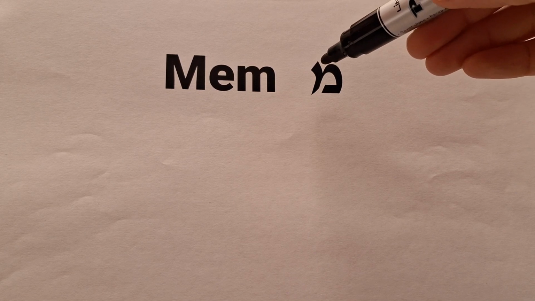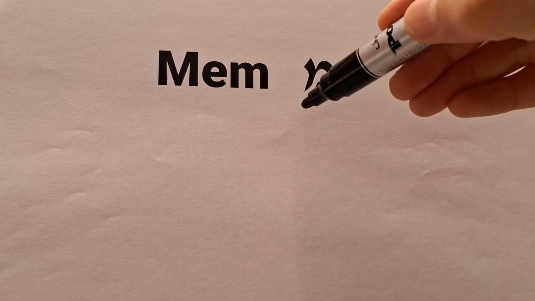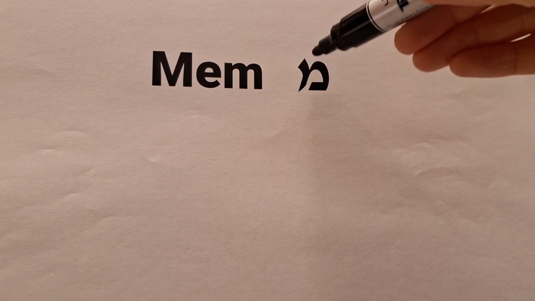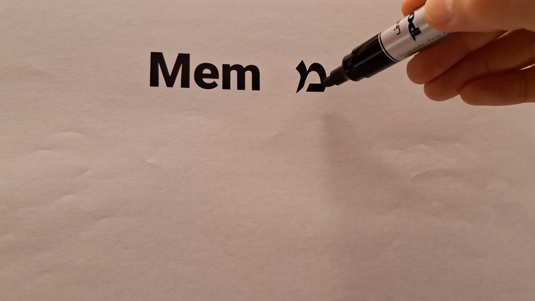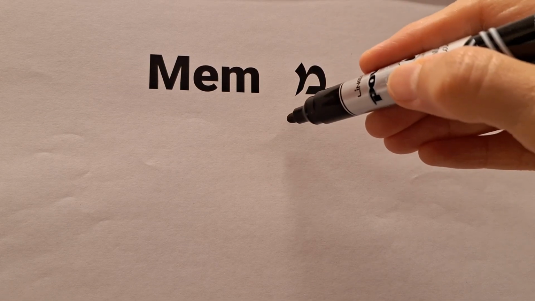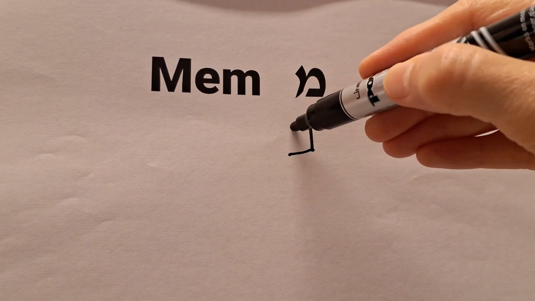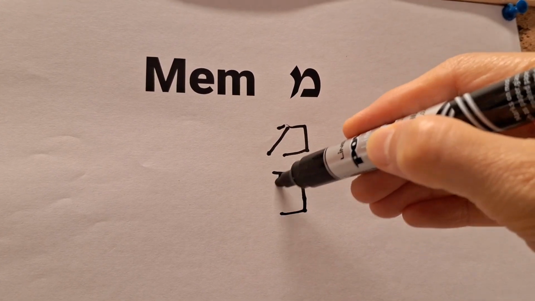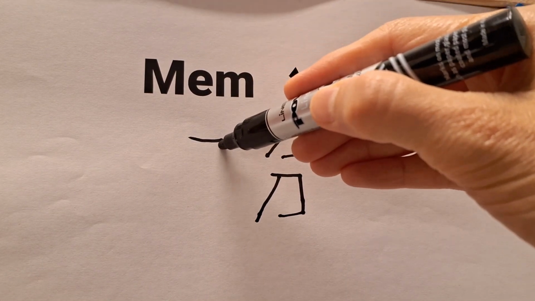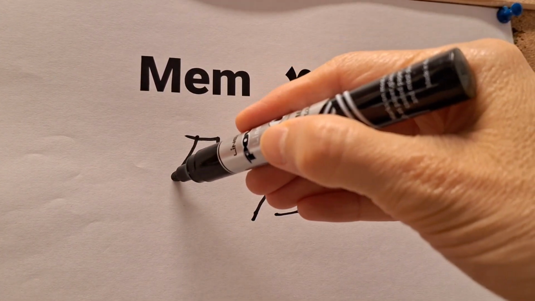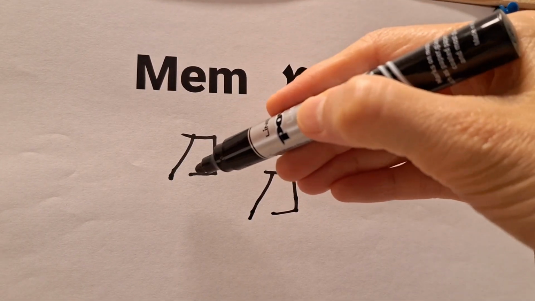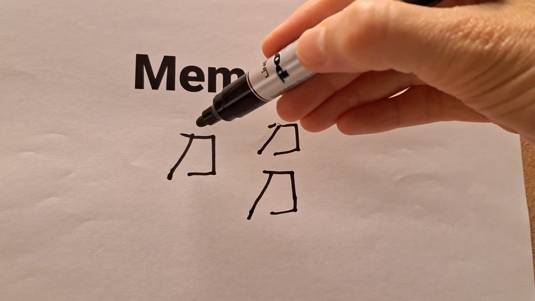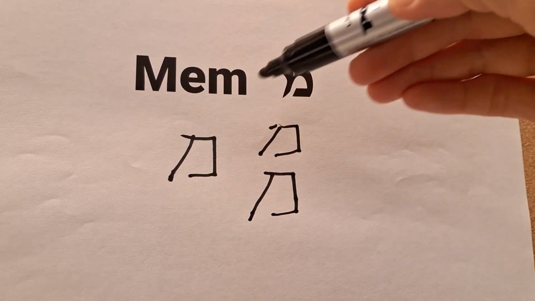The letter Mem sounds like M. So like 1, 2, 3, 4. Like this. See, this is shorter than this, and then the line here. And here is the chupchik, like this chupchik.